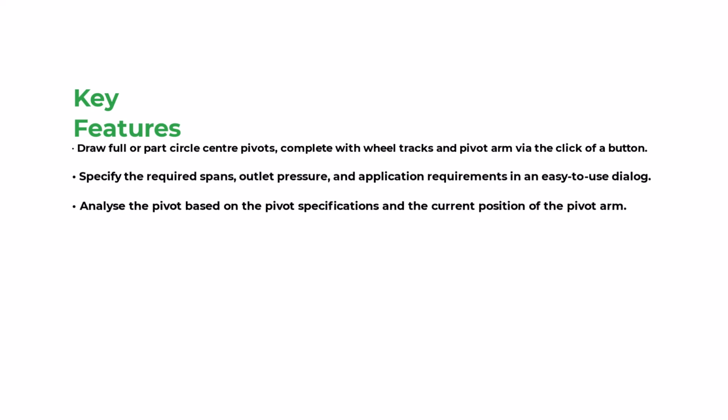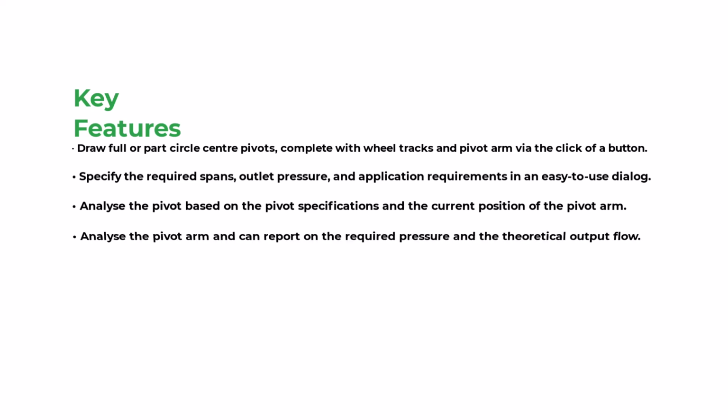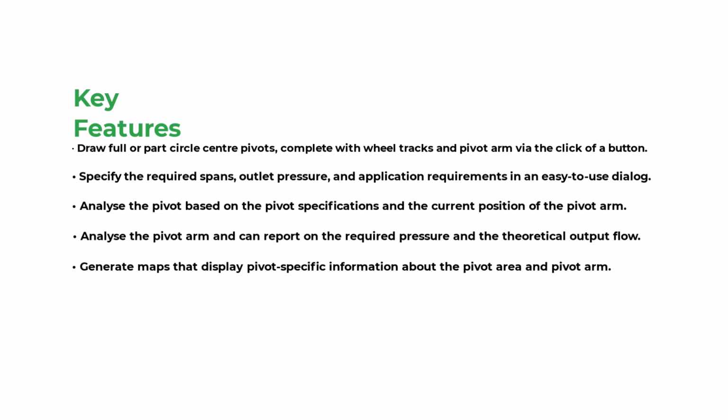Analyze the pivot based on the pivot specifications and the current position of the pivot arm, including the elevation changes under the pivot arm. Analyze the pivot arm and report on the required pressure and theoretical output flow. Generate maps that display pivot-specific information about the pivot area and pivot arm, such as gradient, angle, twist of the pivot arm, and outlet ground clearance along the spans. Create an exclusive water source and pump for the pivot if required.